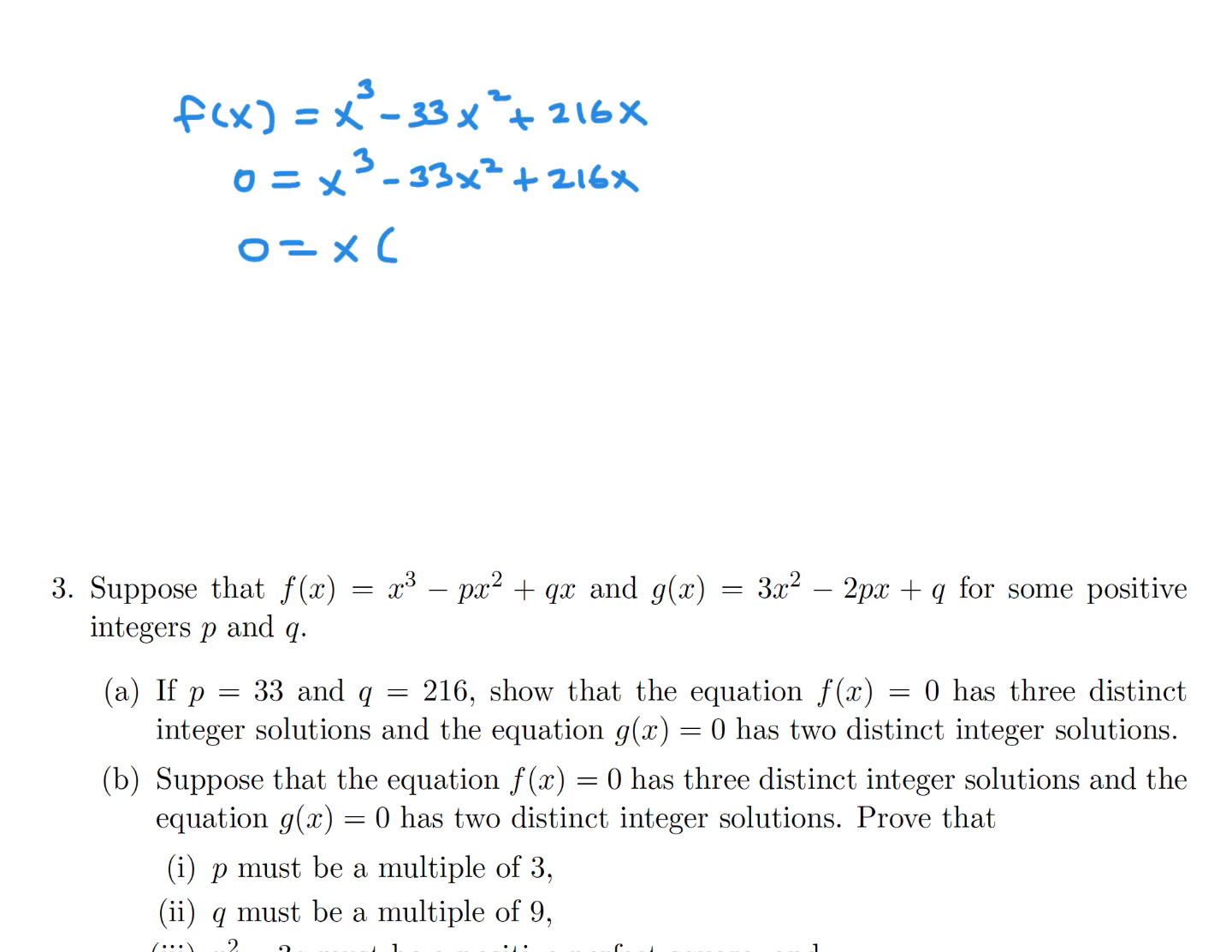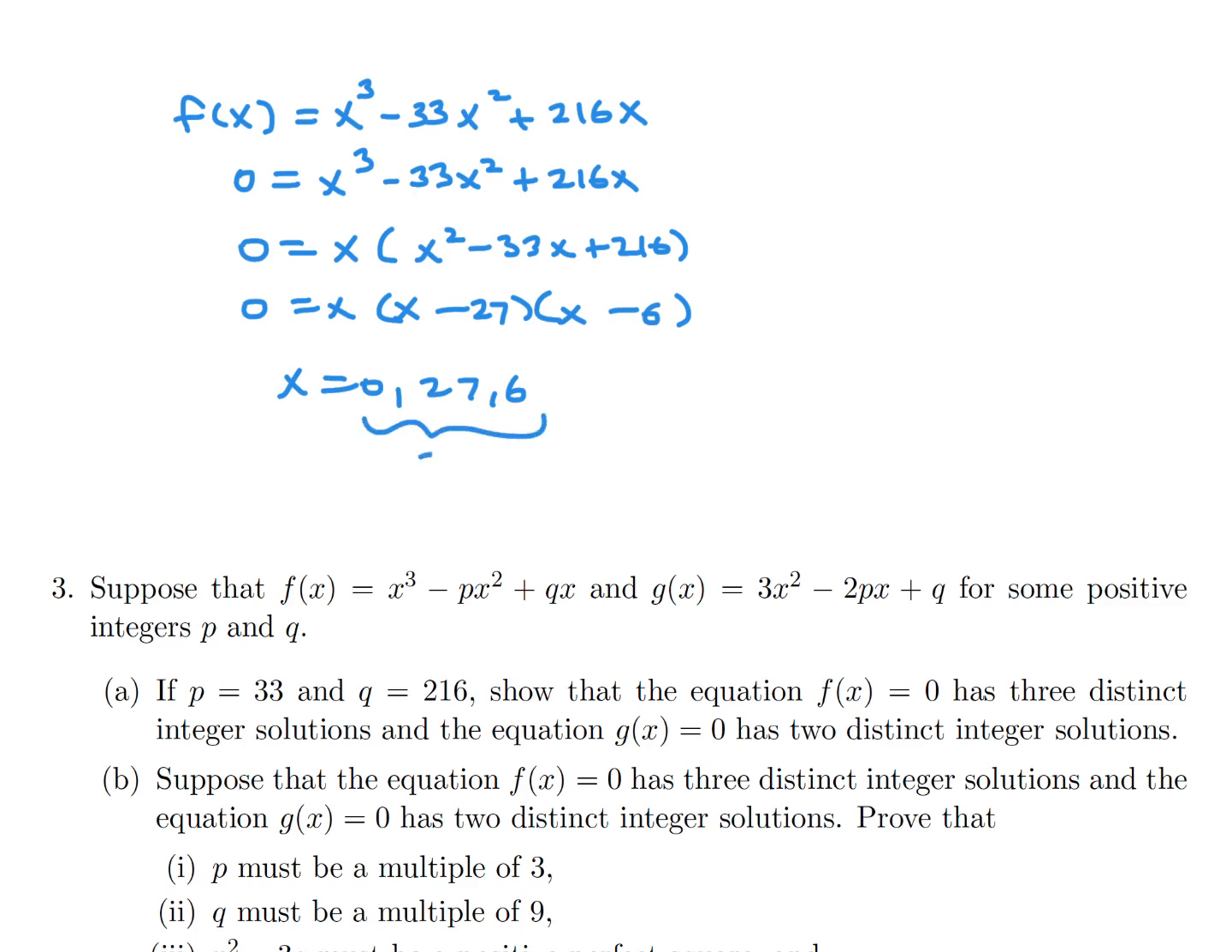If I factor out an x, this will be x squared minus 33x plus 216. And I think I can factor that a step further. Let's see here. 27 and 6 I think would do it. Minus, minus. So the roots are 0, 27, and 6. And that's 3 roots. And that is what they wanted you to show. Show that f at x equals 0 has 3 distinct integer solutions.